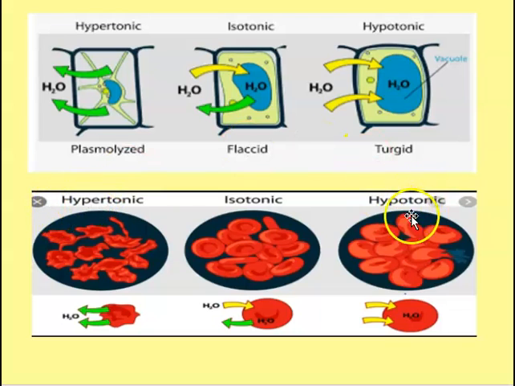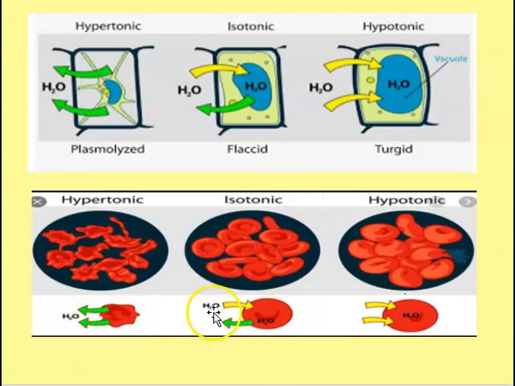Hypo means one that's got lots of water. But this time, in the hypertonic solution, water will move out of our cells and our cells will become crenated, which is spelled C-R-E-N-A-T-E-D. So they will be crenated, they'll start to shrivel up.